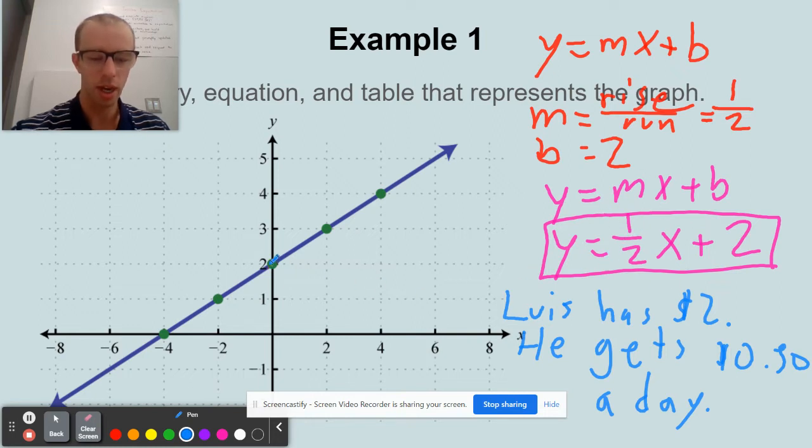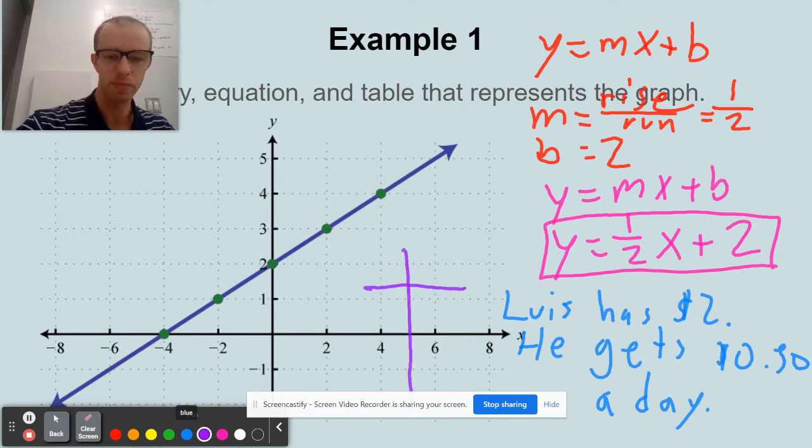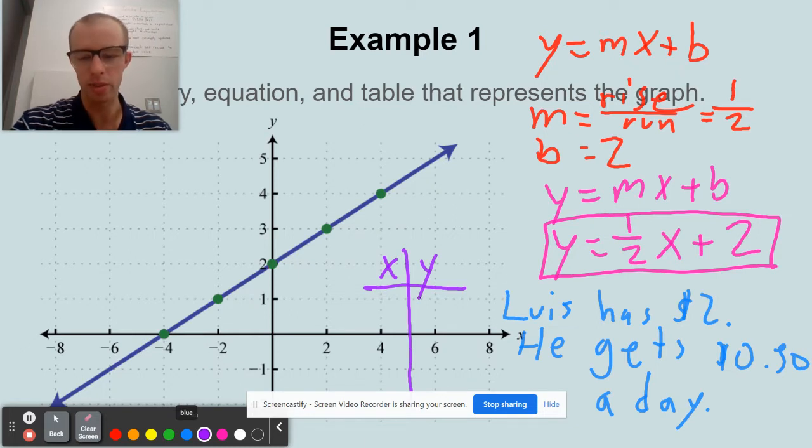All right. And now I need the last form, which is a table. Do it here in purple. I'm going to do it twice just to show you there's 2 different ways here. All right, so I have a table, x and y. I could use my story to make the table. I could use my equation to make the table, or I could use my graph to make the table.